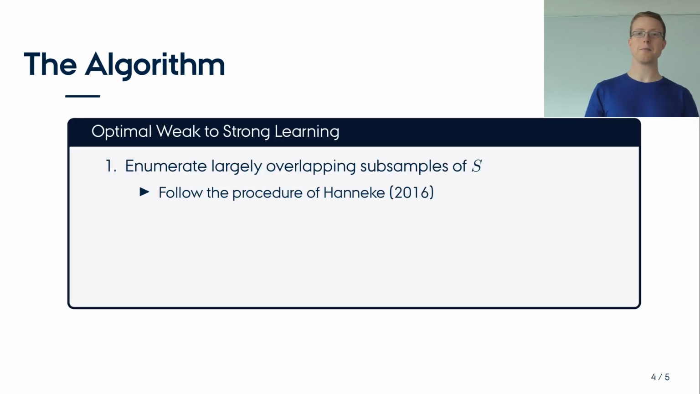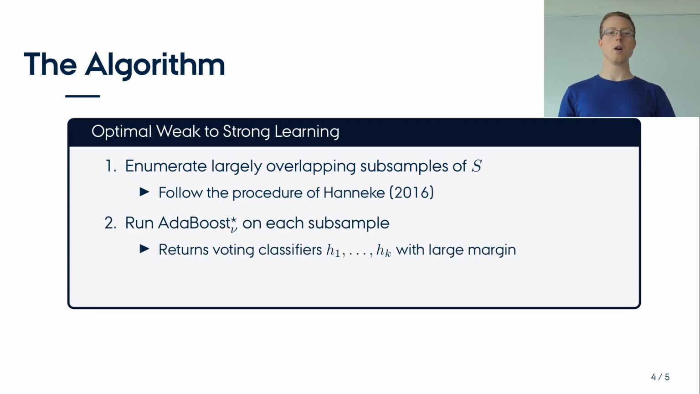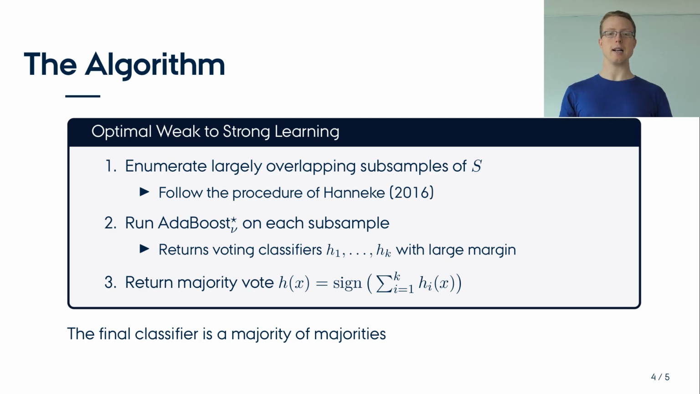And how does this algorithm look? It essentially is a very simple algorithm. It starts by taking our training data and enumerates largely overlapping subsamples of this training data, following a procedure introduced by Steve Hanneke in 2016 in his work on optimal PAC learning. We then run AdaBoost on each of those subsamples, creating voting classifiers with a large margin. Finally, we return the majority vote of all those classifiers we just obtained. This means that the final classifier is a majority of majorities, because we take a majority over something that is returned by AdaBoost, namely something that's also already a majority vote.